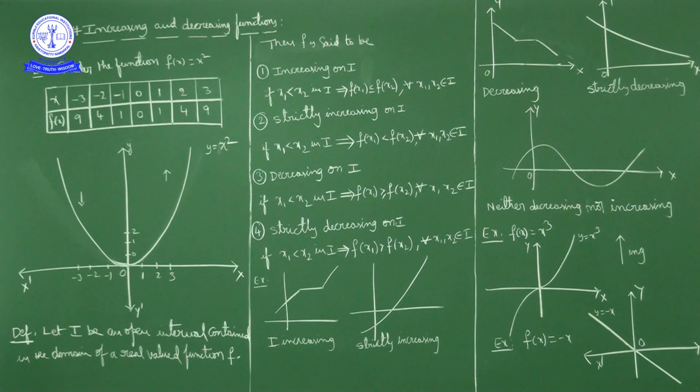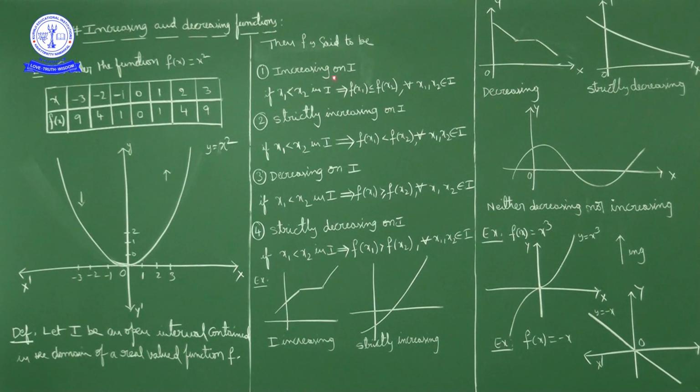Decreasing function means as you move from left to right, the graph has to decrease. Now one more definition I will give. Let I be an open interval contained in the domain of a real valued function f. Then f is said to be increasing on I.